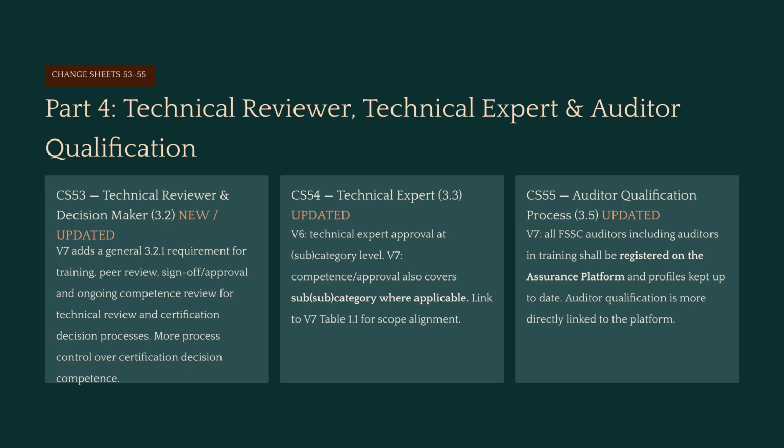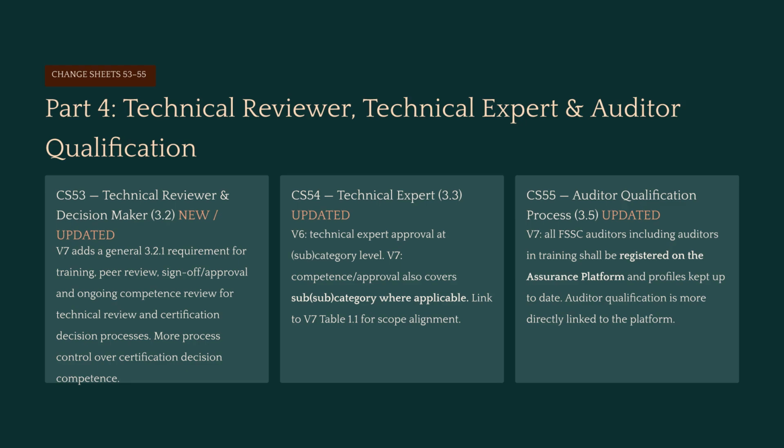auditor. First, let us understand the technical reviewer and certification decision maker. In any accredited certification process, the auditor does not simply audit and then issue the certificate. There is a technical review and a certification decision process. Version 7 adds a clearer general requirement around these functions. The technical reviewer and the certification decision maker must be trained in the CB's technical review and certification decision process. This process should include peer review, formal sign-off or approval, and ongoing review of competence.